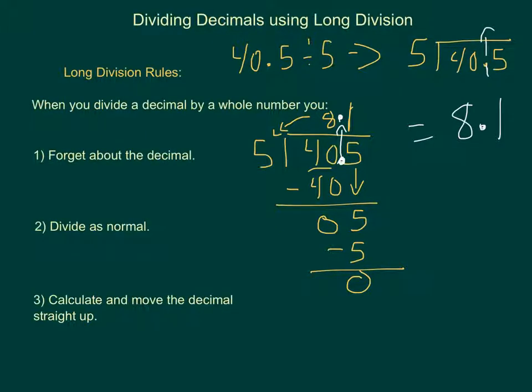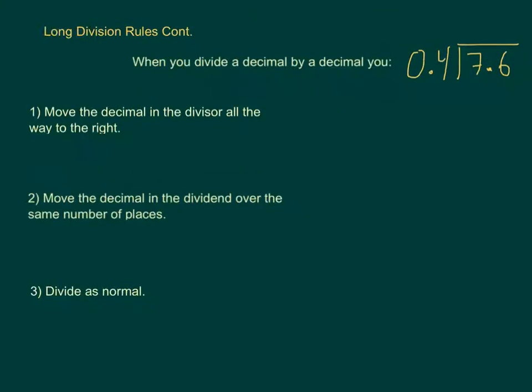Now let's look at the second rule if we're dividing decimals. In this situation, we are looking at dividing a decimal by another decimal. As you can see here, we have 0.4, so a decimal, dividing into 7.6. So it's a little bit different than what we're used to in the last rule. Step 1 just says to move the decimal in the divisor all the way to the right. When we look here, our decimal's here, and it only takes us one jump to move it all the way to the right. So we can rewrite it as 4, because the decimal's not there anymore.